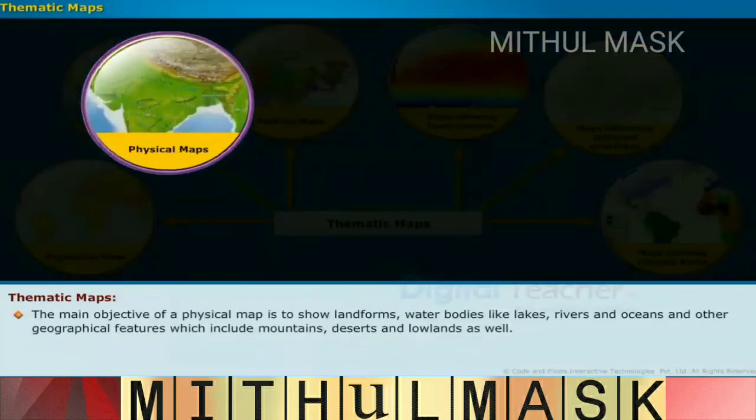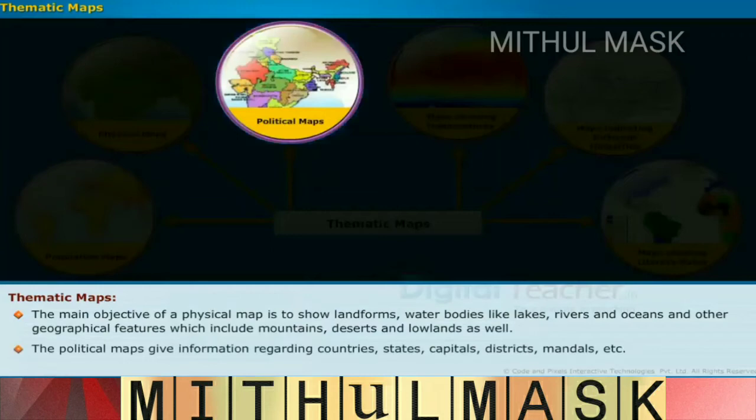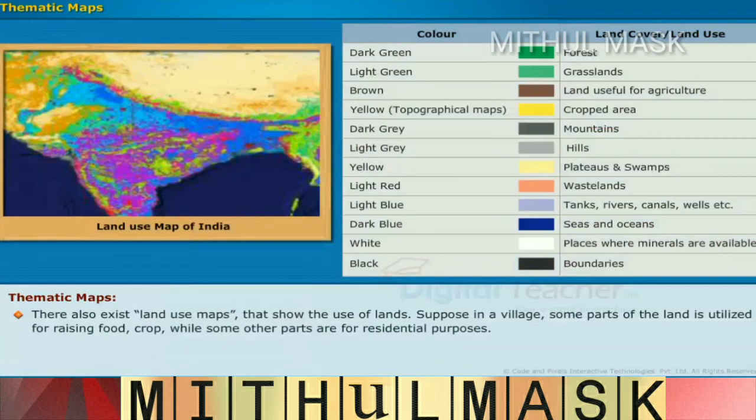The main objective of a physical map is to show landforms, water bodies like lakes, rivers, and oceans, and other geographical features, which include mountains, deserts, and lowlands as well. Political maps give information regarding countries, states, capitals, districts, mandals, etc. There also exist land use maps that show the use of lands.